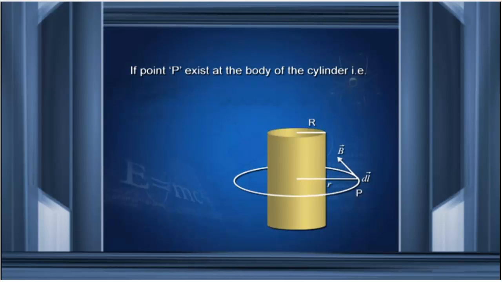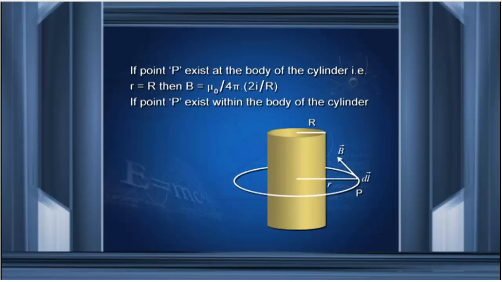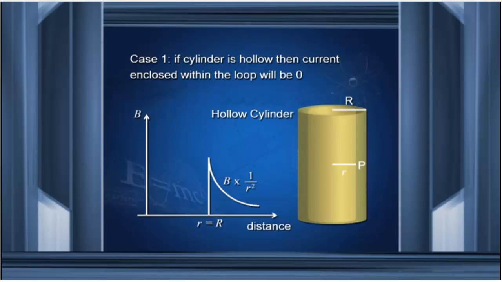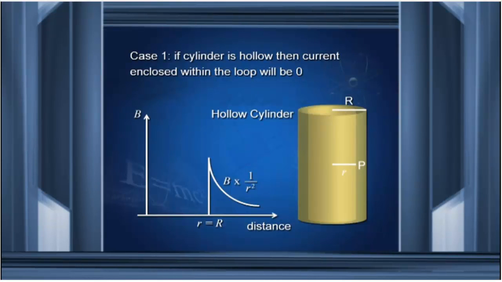If the point P exists on the surface of the cylinder, that means small r equals capital R, then B equals mu naught upon 4 pi, 2I upon r. If the point P exists within the body of the cylinder, that is small r is less than capital R, then there are two situations. Let's study situation 1. If the cylinder is hollow, then the current enclosed within the loop will be 0, because the current is passing outside the body. So I equals 0, which means the magnetic field B will be 0.